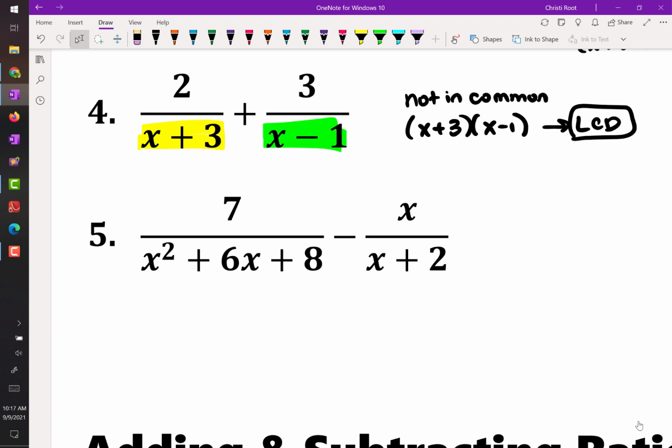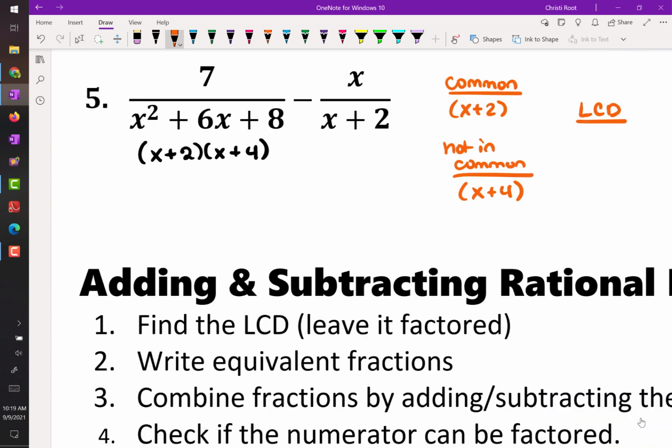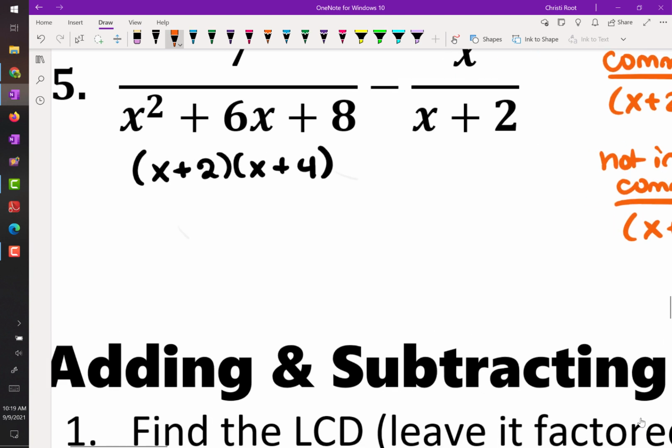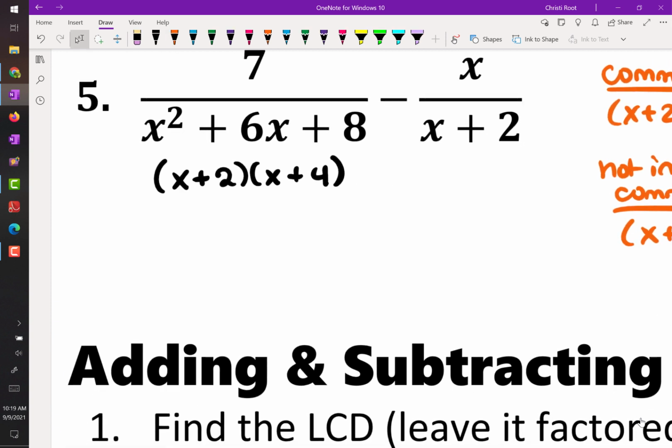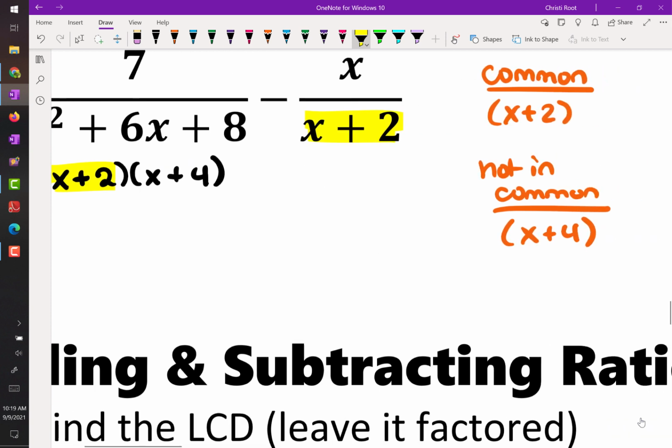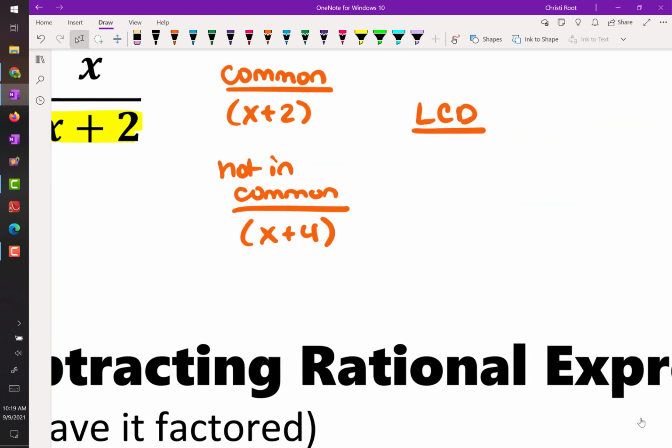Okay, and then I'm going to let you guys tackle number 5 on your own. So look and see if there's anything that you can factor, look for what's in common, look for what's not in common, and then find your LCD. Here we go. Okay, so it looks like we factored the first denominator into x plus 2 and x plus 4, and I do have an x plus 2 in common, so I put that there, and then I don't have anything in common with x plus 4, so I just wind up multiplying together, so your LCD is x plus 2 and x plus 4.